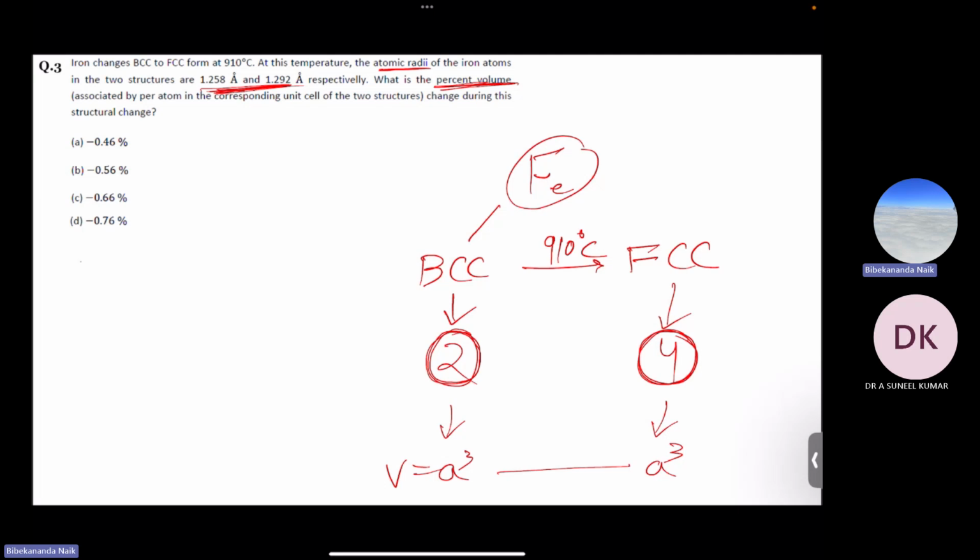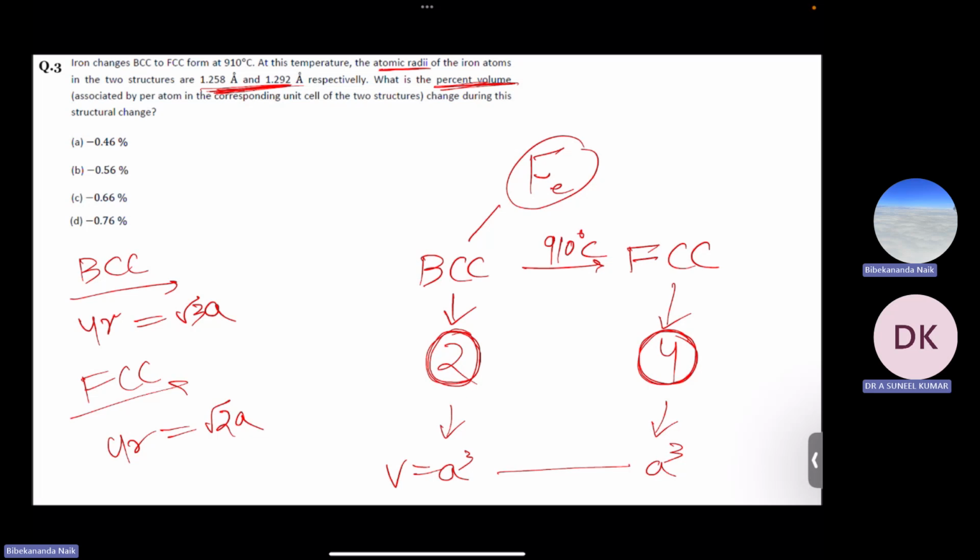Because if you see for body center cubic, 4R is given as root 3 A, but for face center cubic, 4R is equal to root 2 A. Because if you see the structure, in case of body center cubic, like here I drew it here.